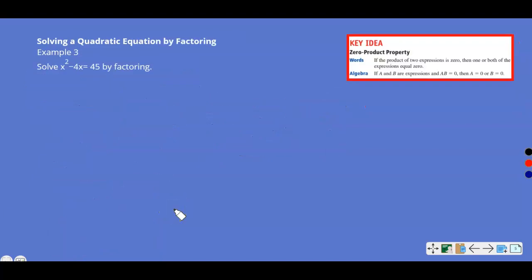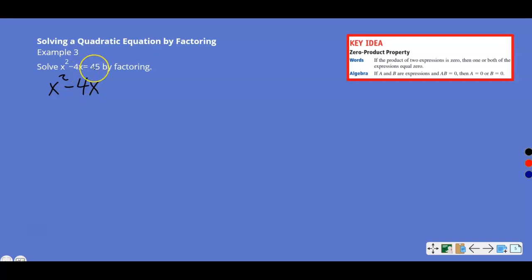Example 3, solve a quadratic equation by factoring. So each of these, we're solving a quadratic equation. We're just doing it using different methods. And hopefully you're going to learn that depending on what the equation looks like, that's what method you're going to choose if you get to choose.